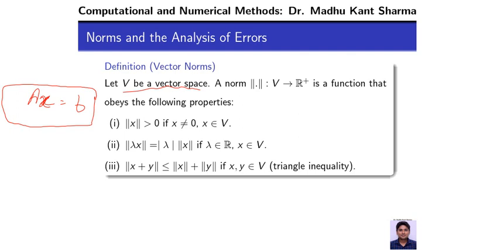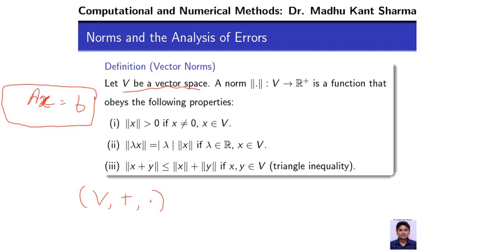So when we call a set a vector space, it is associated with two operations. You say V is associated with two operations, plus and dot. So there are two operations: this plus is called vector addition, and this dot is called scalar multiplication.